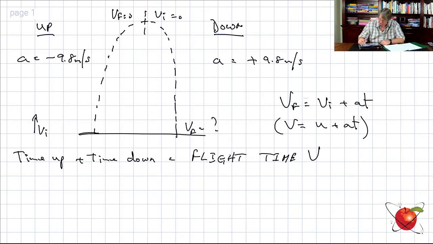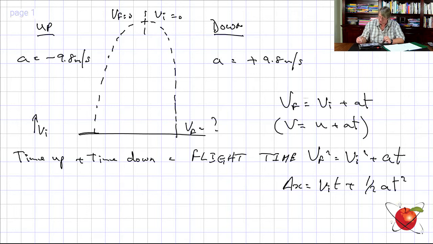We have got that V final squared equals V initial squared plus 2AS. V squared equals U squared plus 2AS. We've got that S or delta X is equal to V initial time plus a half AT squared. S equals ut plus a half AT squared, I'll put it in for those of you who want it.